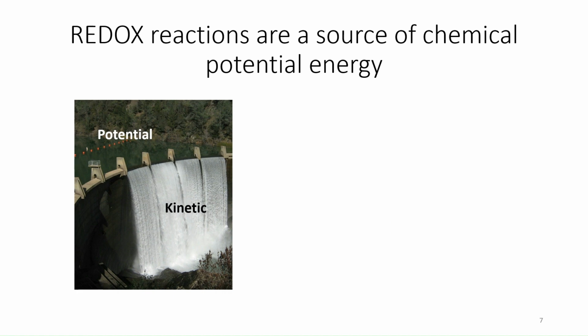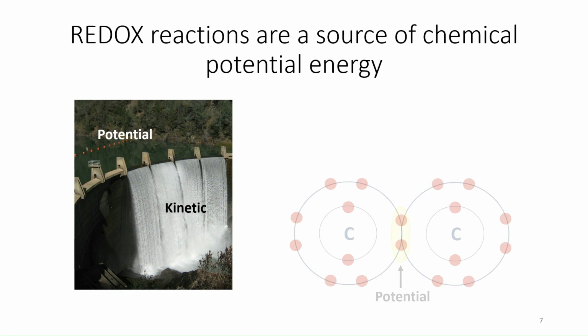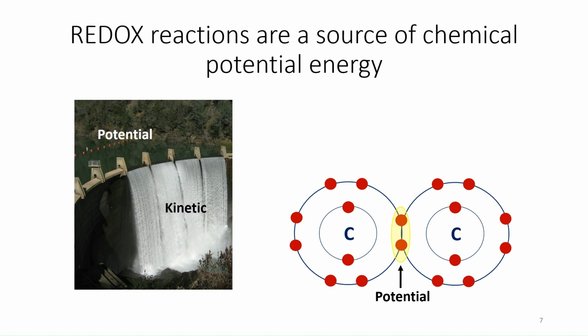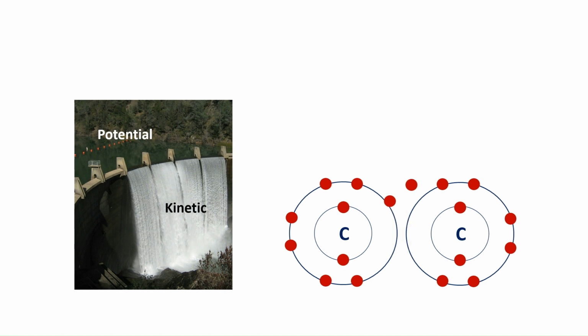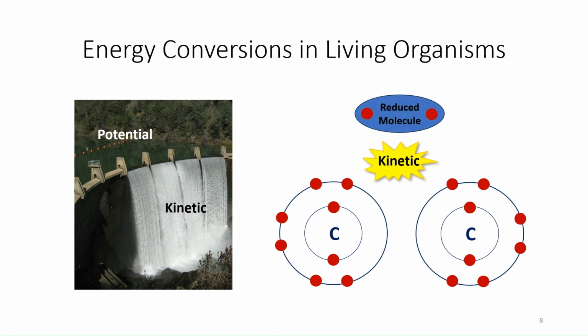So, we can imagine the chemical bonds as being the potential energy, like in a dam, the water that's stored above the dam or in the dam. And the electrons are that stored energy, potential energy. And we can release that energy by breaking apart those bonds and moving those electrons to a new molecule.